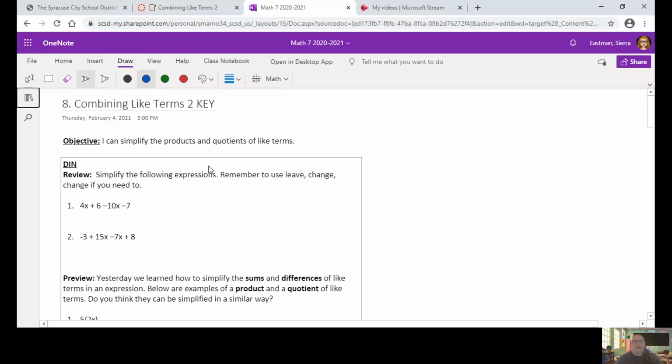Before we get started with today's work, let's go ahead and look at our DIN question. The review should be the same practice as yesterday. And then the preview, again, is kind of a question just for you to think about as to what we're going to be learning in this lesson. So I kind of wanted to see if some of you may be able to guess the rule that we'll be doing today. Pause your video here and get started on both of those.